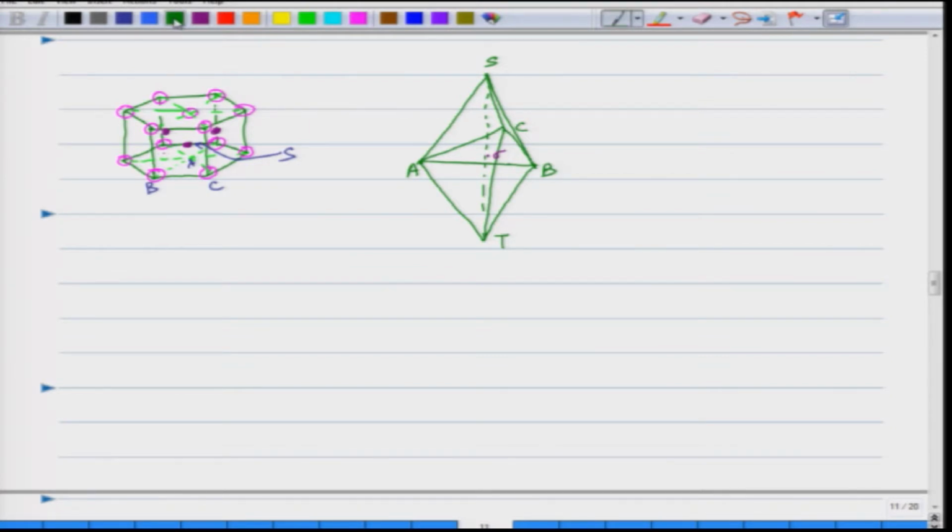So, let me also draw. ABC, if you look at it, will be an equilateral triangle. So, ABC will look like this. We are looking from the top, perhaps from S, and therefore, S and T will fall at the centroid of this equilateral triangle. So, S, sigma and T, if you are looking in a projection view, all of them lie at one point. So, let me use a different color.